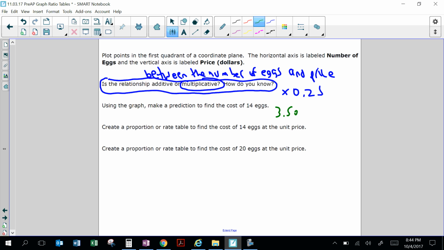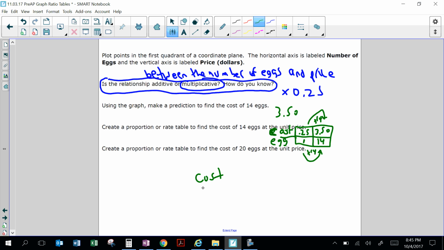Create a proportion or rate table to find the cost of 14 eggs at the unit price. So let's create a proportion or rate table. So this is number of eggs. Let's do cost. 1 egg costs 25 cents. So if I need to find the cost of 14 eggs, what's the relationship between 1 to 14? Times 14. 25 cents times 14, that's where you get the $3.50.